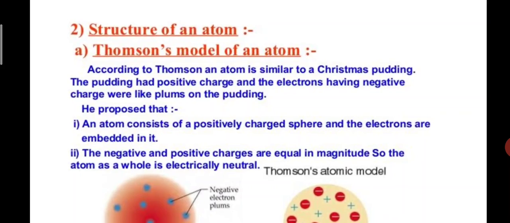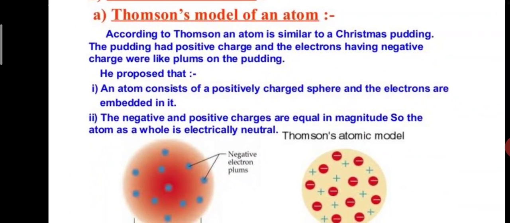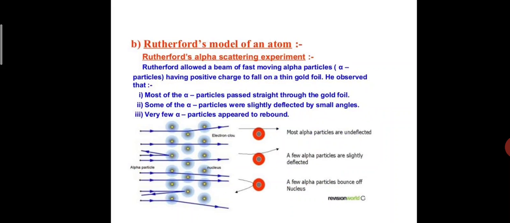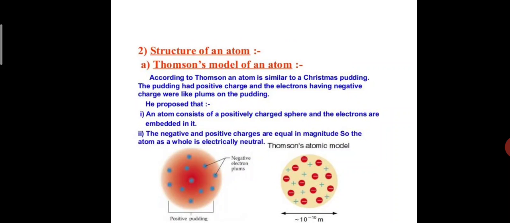Students, in the next lecture we will discuss the structure of the atom. First we will discuss the Thomson model of an atom, then we will discuss the Rutherford model of an atom. So I hope you understand. First of all, start this chapter number 4 and start reading, pages number 46 and 47.